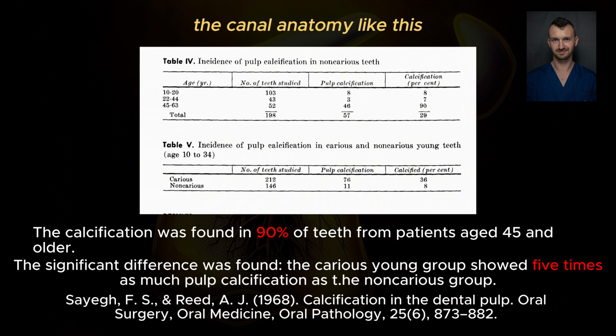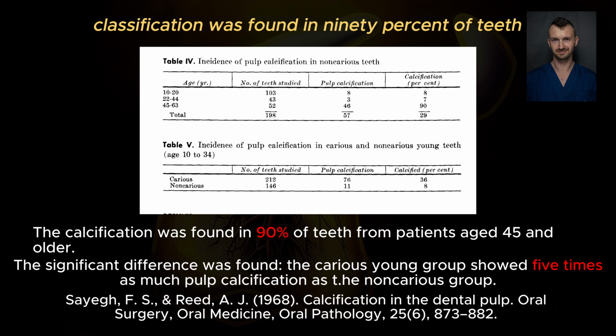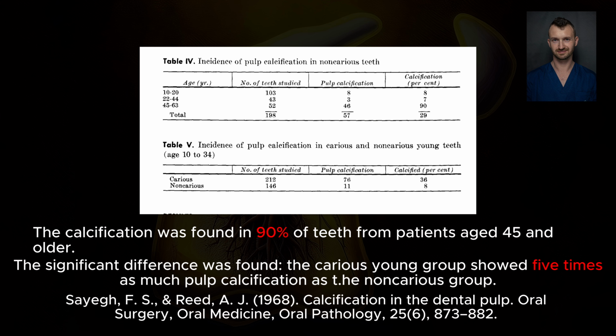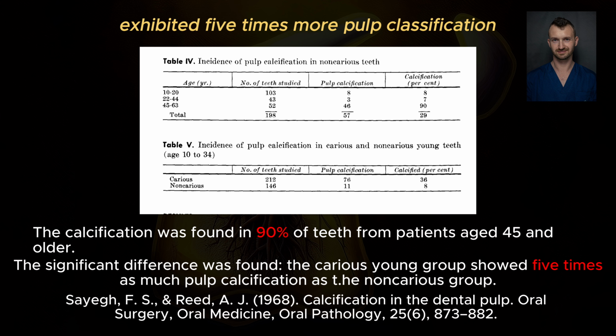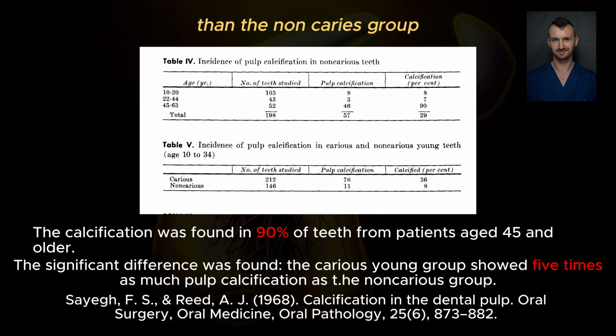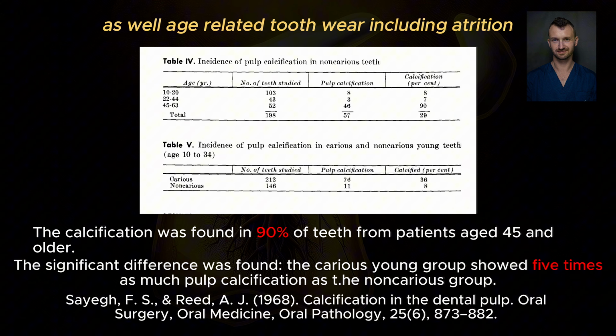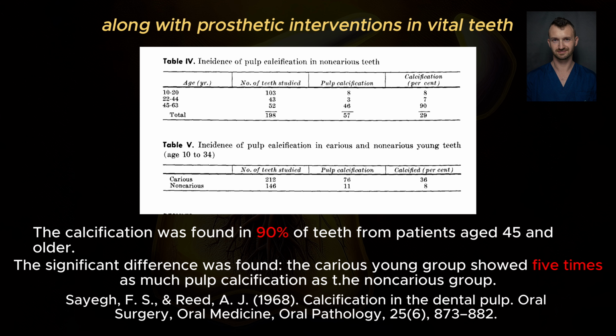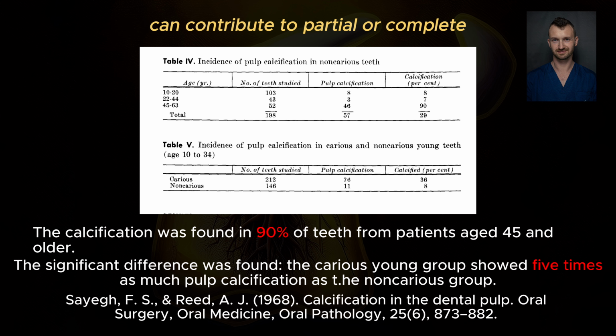Canal anatomy like this may be caused by pulp canal obliteration. According to the study by Sykes and Reed, calcification was found in 90% of teeth from patients aged 45 and older. A significant difference was observed. The carious young group exhibited 5 times more pulp calcification than the non-carious group as well. Age-related tooth wear, including attrition, abrasion, erosion, and abfraction, along with prosthetic interventions in vital teeth, can contribute to partial or complete pulp canal obliteration over time.